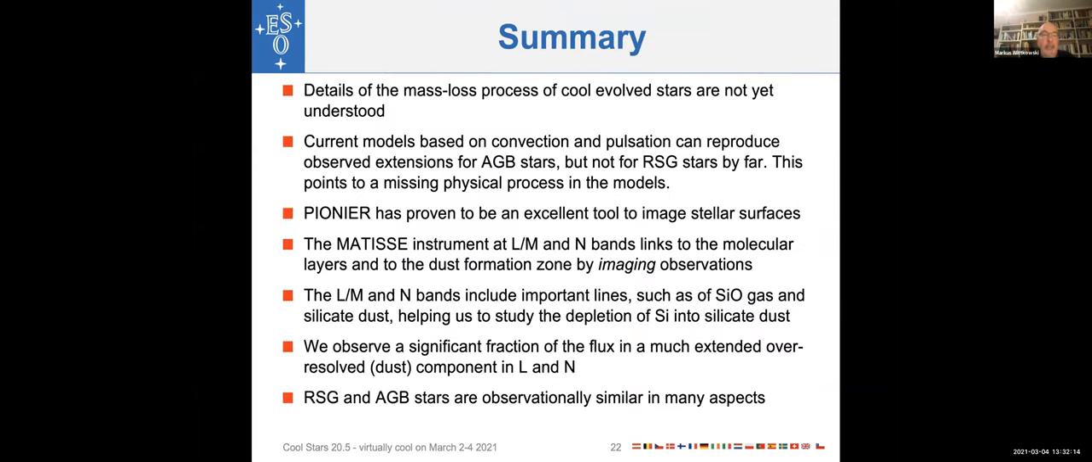Okay, so thank you, Markus. Let's summarize; let's keep that up here, I think. Astrophysical processes of cool evolved stars, particularly for red supergiants, where the models based on convection and pulsation alone cannot reproduce the observed extensions by far. We have seen that Pioneer is an excellent instrument to image the stellar surface of these stars, and the Matisse instrument at L, M and N can link from the stellar surface from Pioneer to the molecular layers in the dust formation zones. And we include important lines such as SiO gas and silicate dust. We also see a significant fraction of the flux which is much more extended. And again, red supergiants and AGB stars are observationally very similar, but theoretically, apparently not.